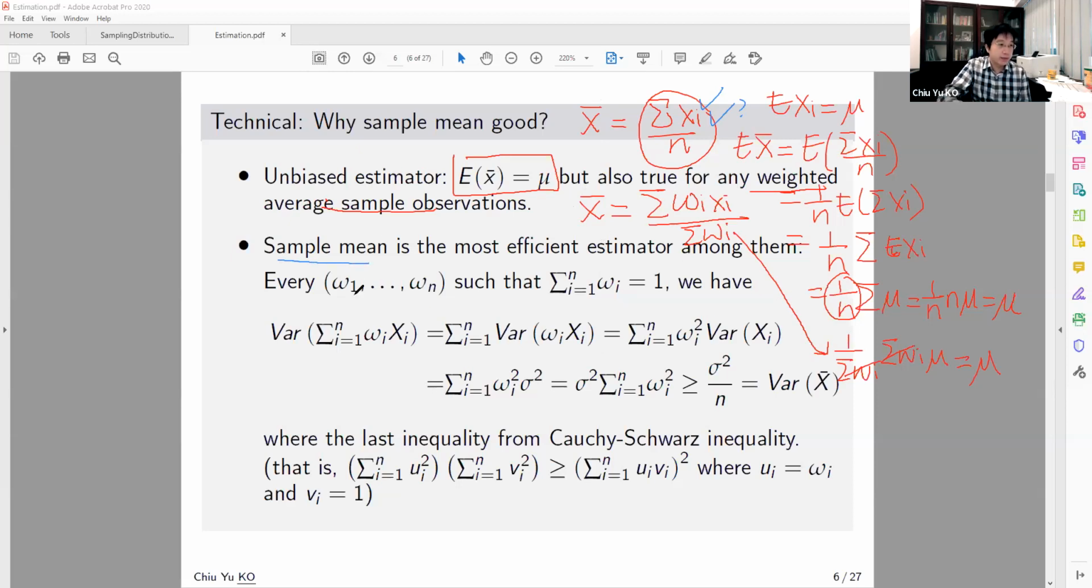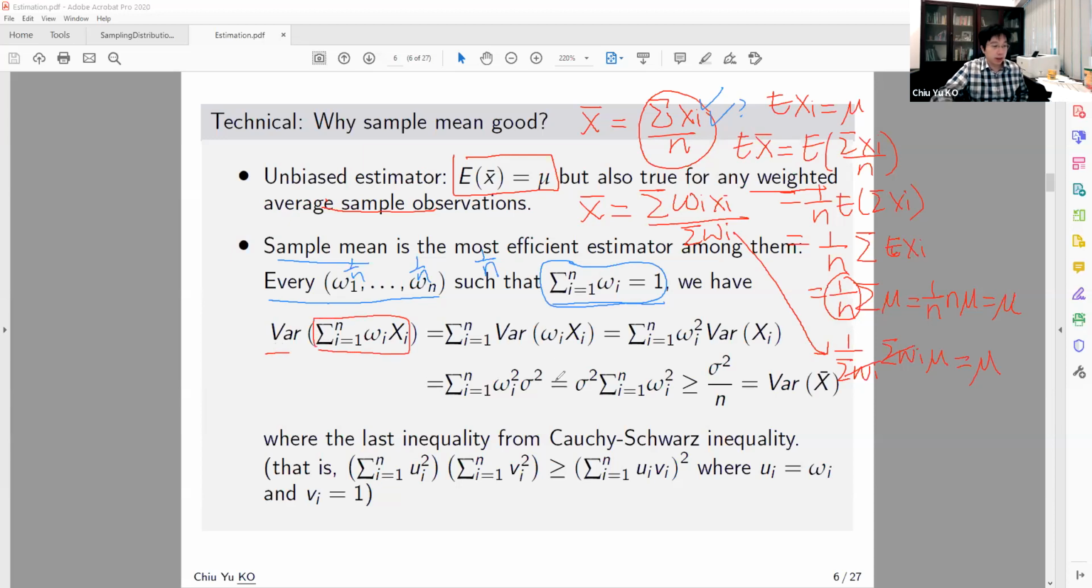Weighted mean means, just to recall, we can simplify by saying the weights just sum to 1. For the sample mean, every weight is 1 over n. But generally we can do this without loss of generality, the same thing. All the weights are just normalized to 1. Now we calculate the variance here, the variance of the weighted mean.